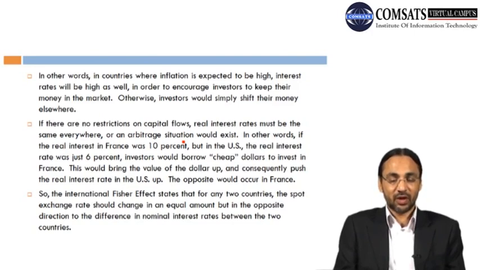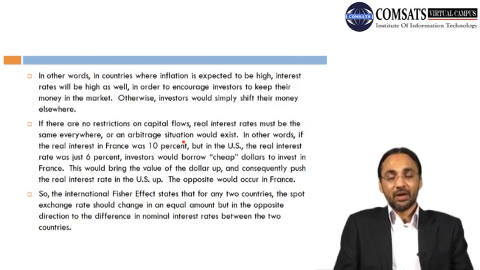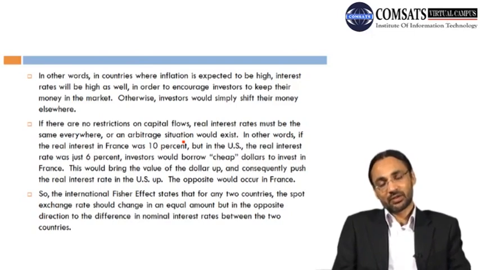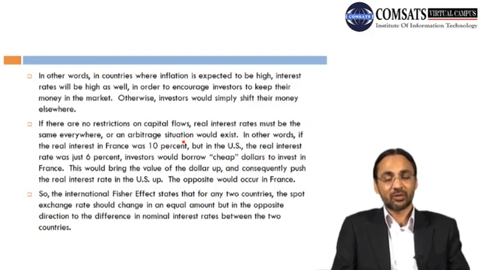So, the international Fisher effect. In a hypothetical situation where there is no restriction on capital flow and no trade barriers in the international market, the real interest rate should be the same everywhere. In this example, the real interest rate in France is 10% and in the USA it is 6%. What's going to happen?